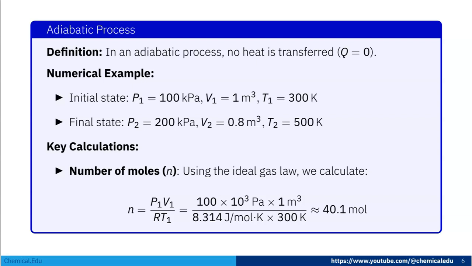So number of moles, first we have to calculate. Using ideal gas law, we calculate N is equal to P1 V1 by R T1. So P1 is here 100 into 10 to the power 3 Pascal, V1 is 1 meter cube, R is 8.314 joule per mole Kelvin, and T1 is 300 Kelvin. So after doing the calculation, we will get N is equal to 40.1 mole.